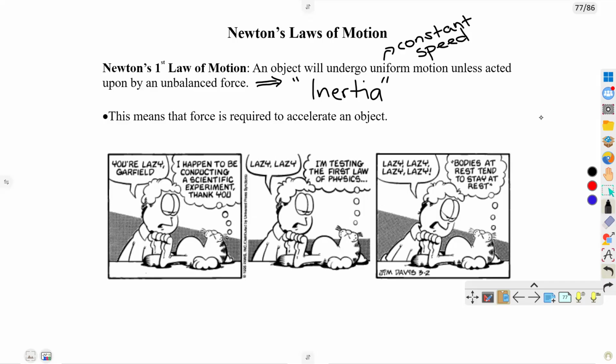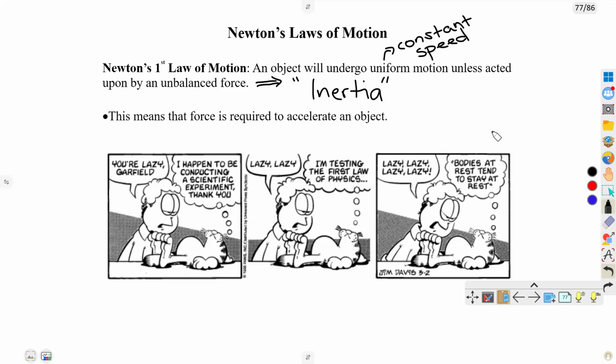Okay, so we're going to start off talking about Newton's laws of motion. Now he's got three that we're going to talk about. Some are going to involve some calculations. So we'll just start with the first one. First one deals with a little something we like to call inertia, where we say that an object will undergo uniform motion unless acted upon by an unbalanced force.